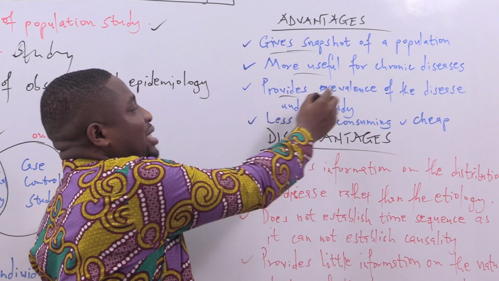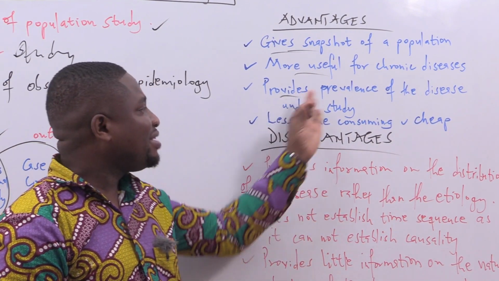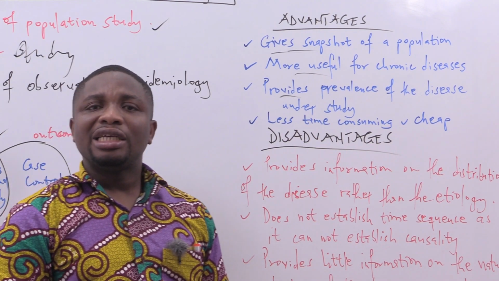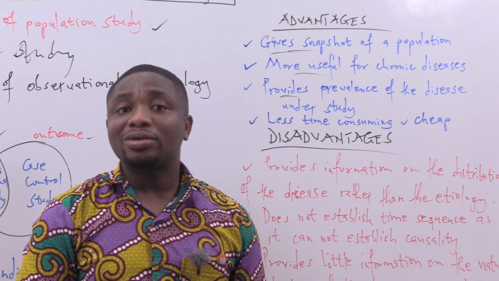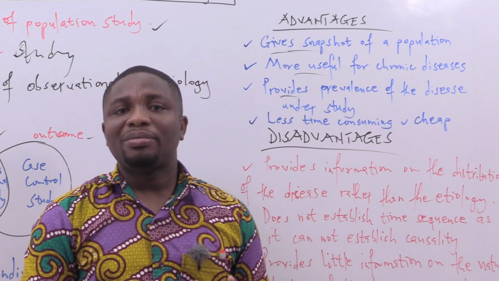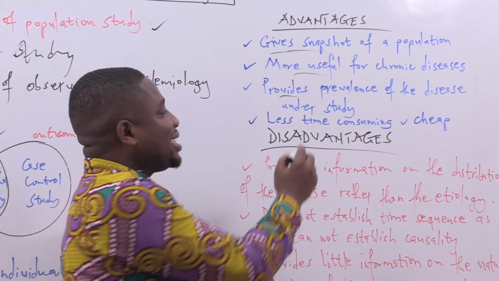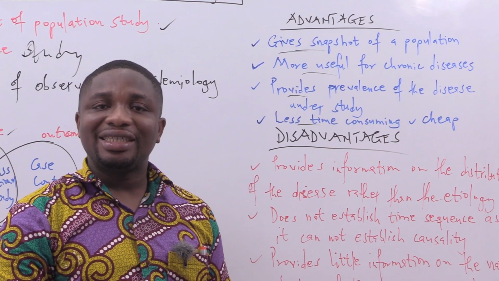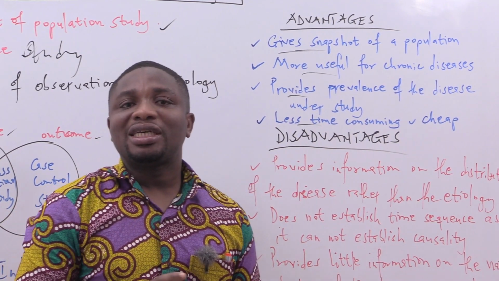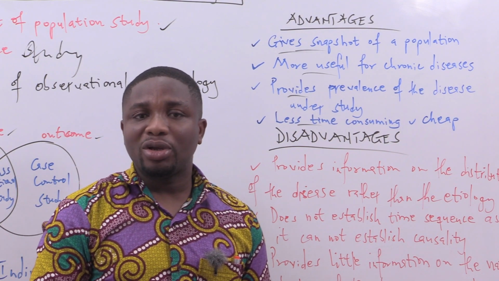The next one is that, as we said, it's also known as a prevalence study. It provides the prevalence of the disease under study, and the type of prevalence that it provides is called a point prevalence, because the exposure and the outcome are determined at one point of time. Then the next one is that it is less time consuming, and another one is that it is cheap. We know that cross-sectional study describes more. That is why we said it belongs to the descriptive epidemiology.